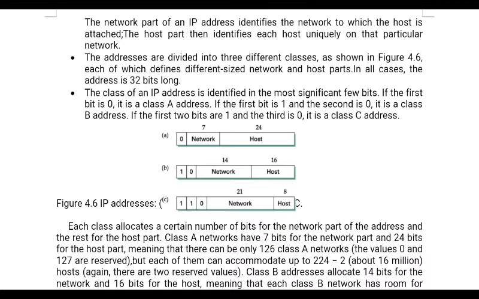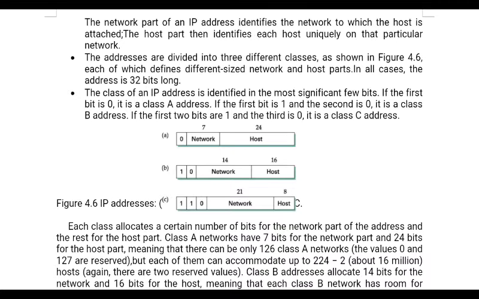Now when we move to class B addresses, 14 bits are used to represent the network address and 16 bits are used to represent the host address. Class A ends with 1 to 127, that is 128 networks. So class B is going to start from 128.0.0.0 to 191.255.255.255. Is it clear?